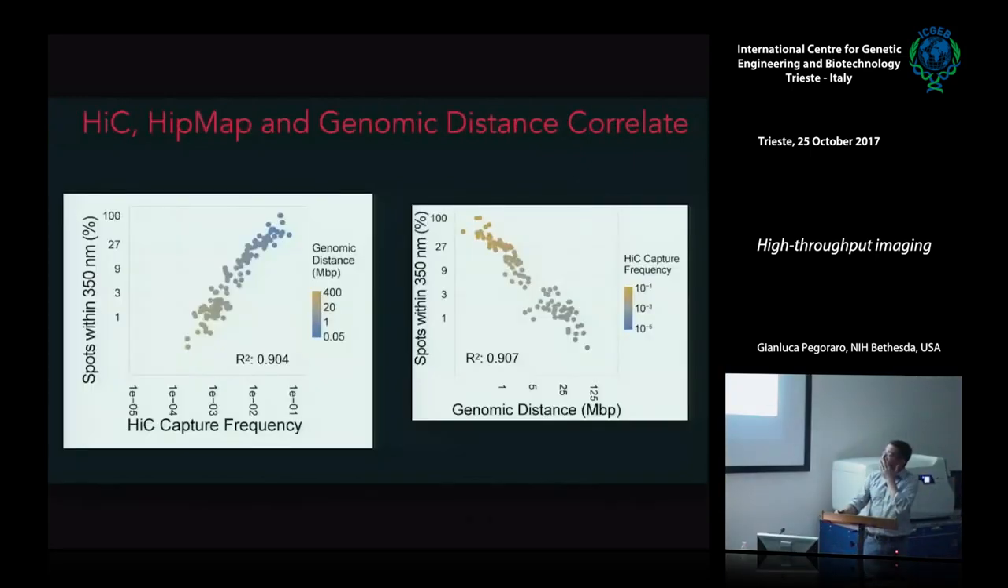To answer the first two questions, and I won't show all the data, as this is in the pre-publication stage: to answer the first question, the Hi-C measurements and HiPMap or DNA FISH measurements actually correlate pretty strongly, and this is good. The second thing that is immediately apparent from the y-axis here is that even the strongest interaction happens in usually not more than 60% of the cells. Again, indicating that there is cellular heterogeneity.